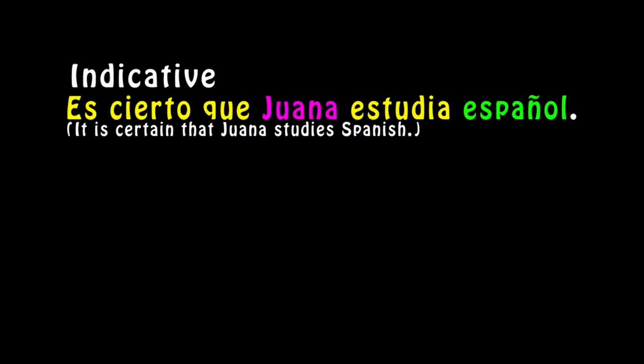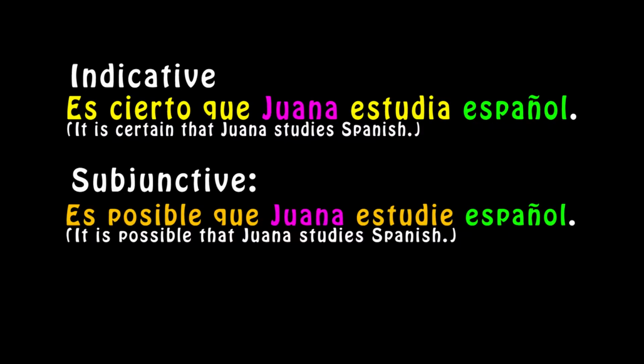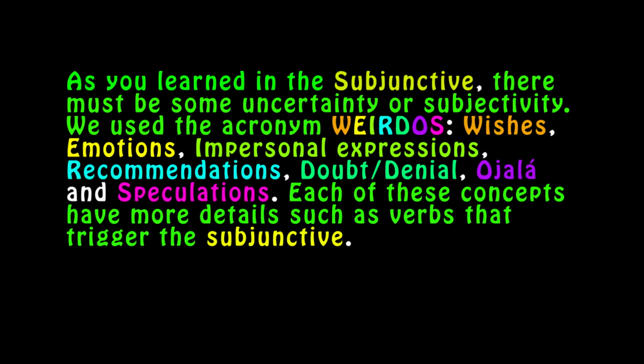Let's have another example. Indicative. Es cierto que Juana estudia español. It is certain that Juana studies Spanish. From the viewpoint of the speaker, it is a fact that Juana studies Spanish. Now, let's have it in the subjunctive. Es posible que Juana estudie español. It is possible that Juana studies Spanish. From the viewpoint of the speaker, it is a hypothetical situation which may or may not be true that Juana studies Spanish. As you learned in the subjunctive, there must be some uncertainty or subjectivity.